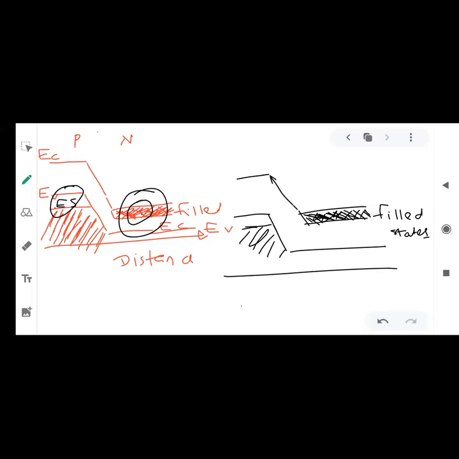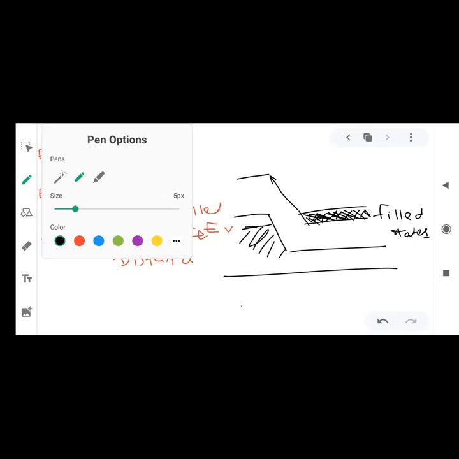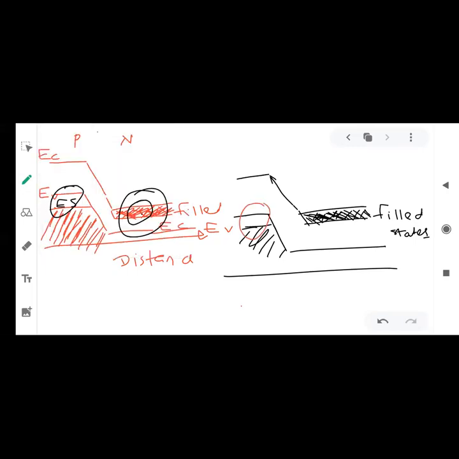That's why, when I say biasing is applied, you can see that. Now just have a look at this part. Earlier, these were the empty states, which means there is a vacancy for the electrons to come and occupy. In the first diagram, I said that the filled states, represented by the electrons present in the N region, have a lesser energy level.